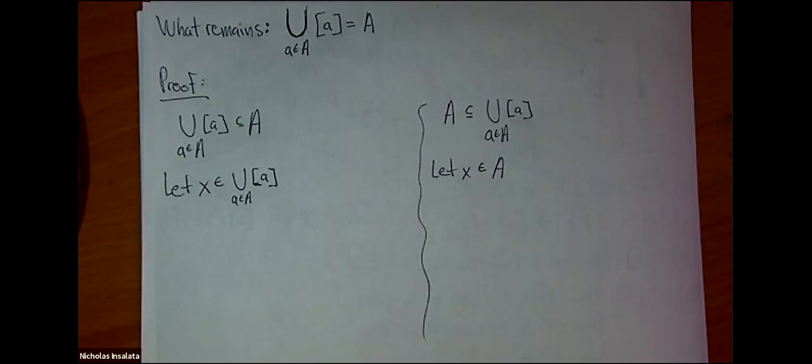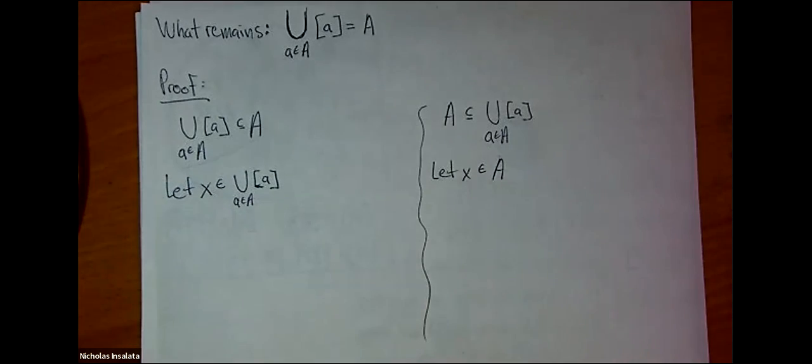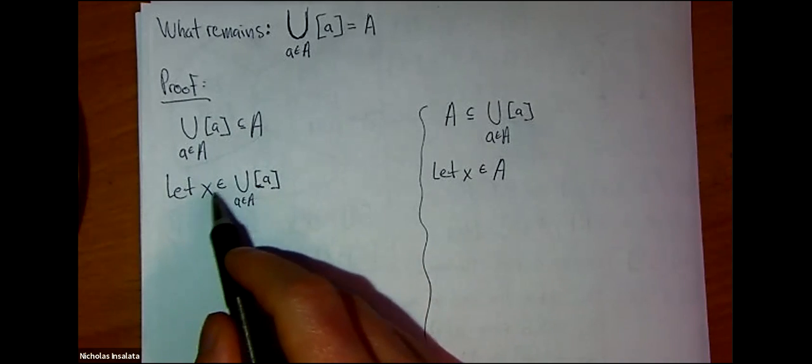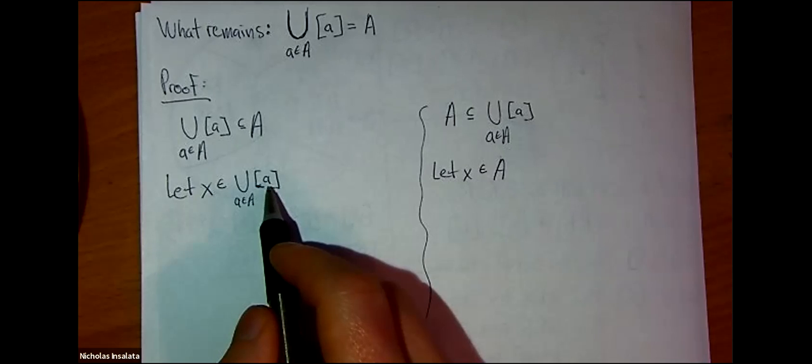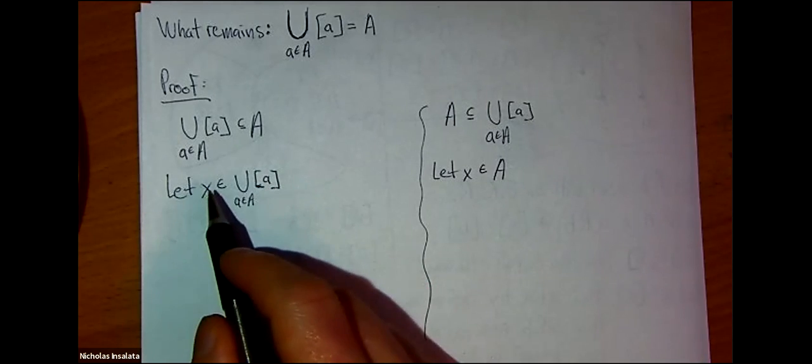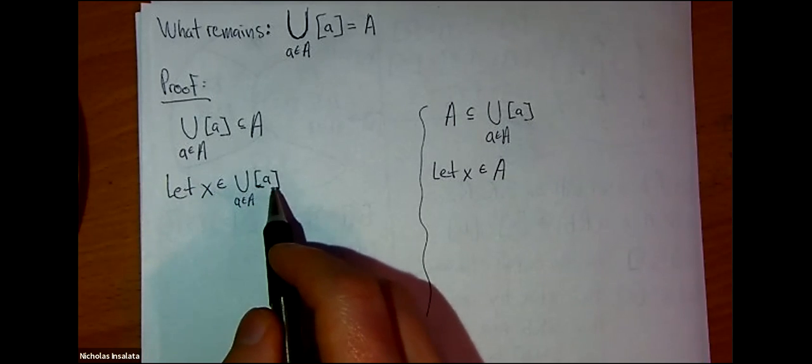Okay, X relates to little a for each A. Not exactly. It doesn't relate to each of them. How many little a's does X relate to? At least one, right? We only need one of them. So we know from here that if X is an element of this union, then it must be an element of at least one item in the union.